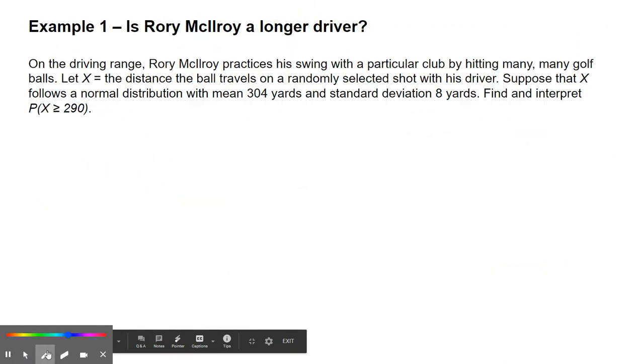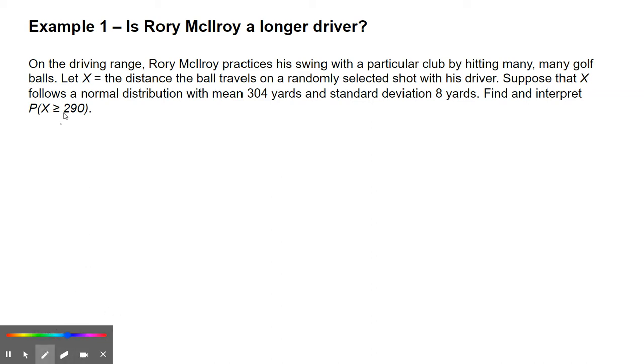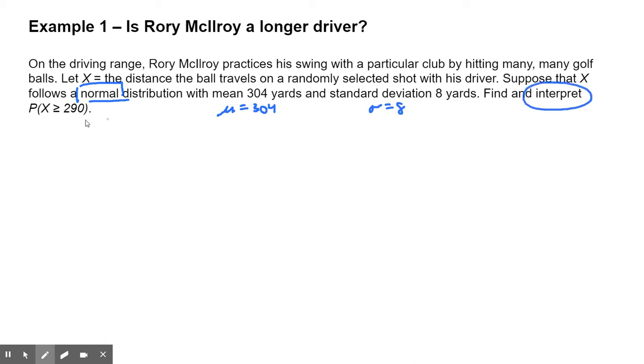Example one says, is Rory McIlroy a longer driver? On the driving range, Rory McIlroy practices his swing with a particular club by hitting many golf balls. Many golf balls, chance process, many repetitions. Let X equal the distance the ball travels on a randomly selected shot with his driver. Suppose that X follows a normal distribution with a mean of 304 yards and a standard deviation of 8 yards. Find and interpret, don't ignore that word, this probability. So we're going to be finding a probability.